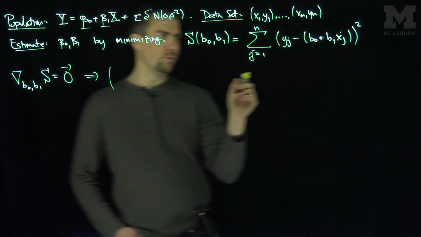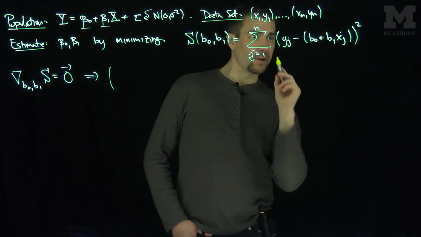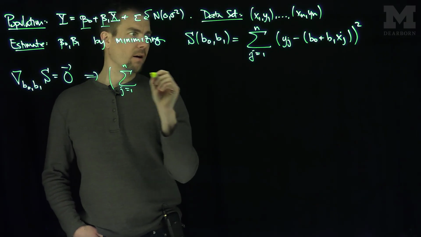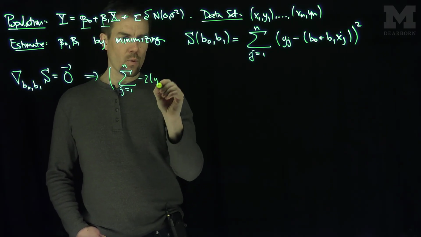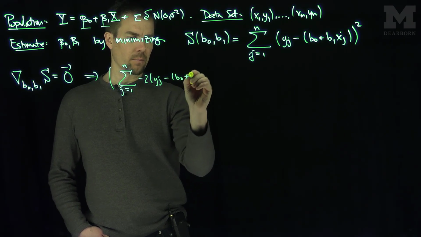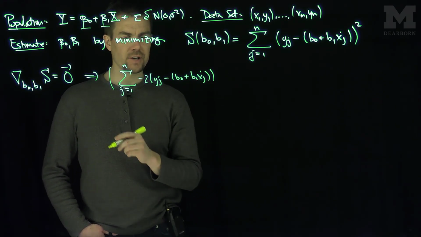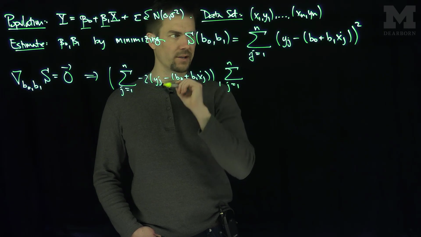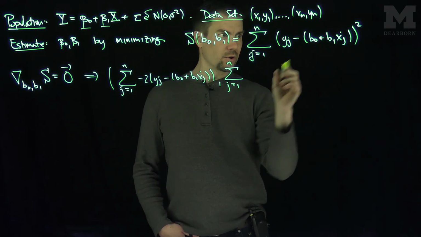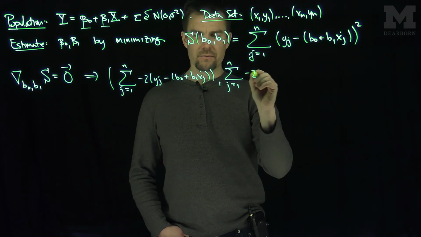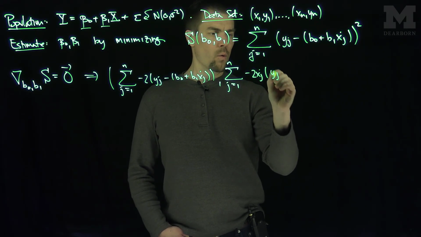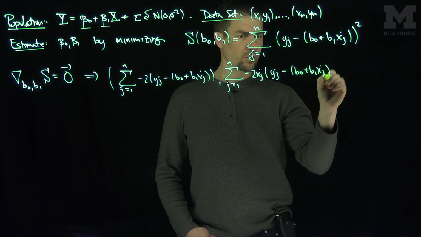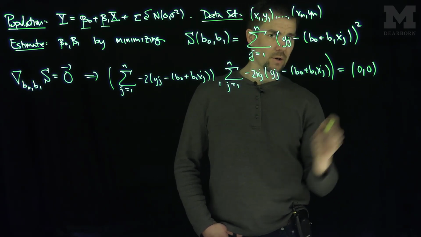The first entry, the derivative with respect to b0, is the sum, j goes from 1 to n, of negative 2 times yj minus b0 plus b1 xj. And the second entry is the sum, j goes from 1 to n, of again a negative 2, but now the xj comes out by the chain rule. So I have negative 2 xj times yj minus b0 plus b1 xj. And this is set equal to 0, 0.